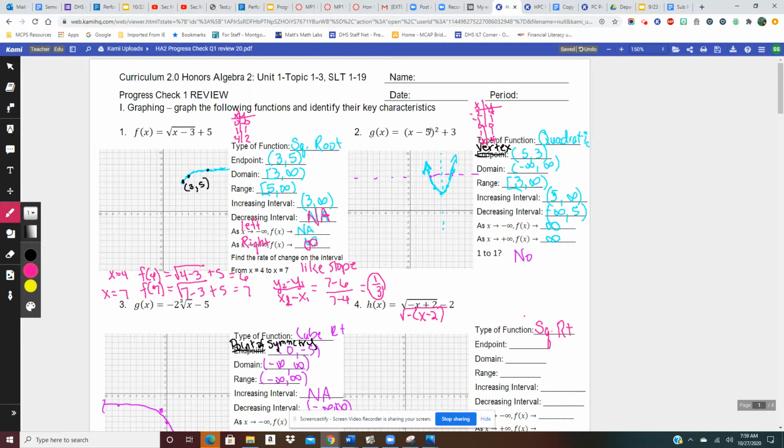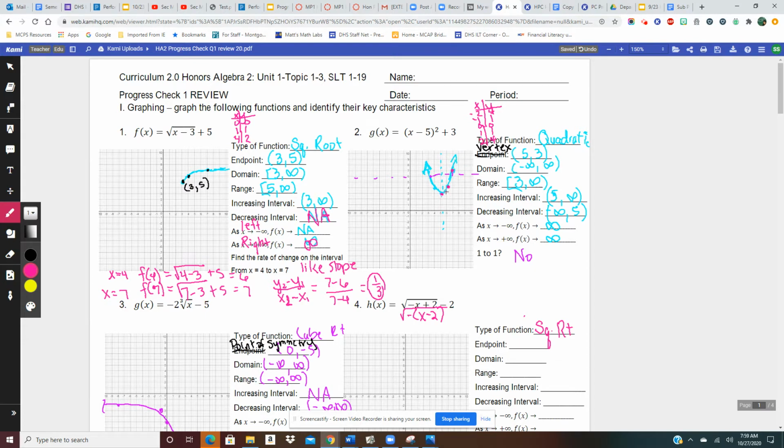All right, so your endpoint, again, it's not an endpoint in this case, it's called a vertex, but it's your key point. You're going to go right 5 up 3, so your point is 5, 3. So I'm going to go 5, 3, and that's my new 0, 0. So from there, I'm going to go 1, 1, and 2, 4.